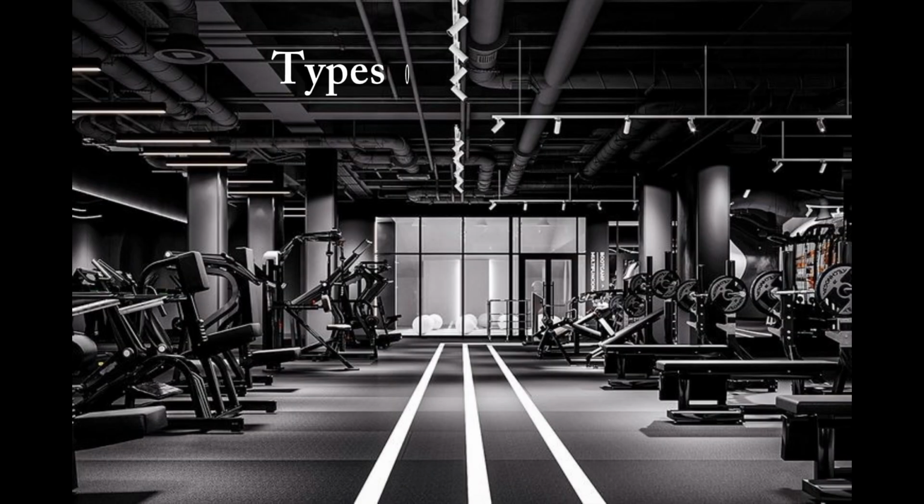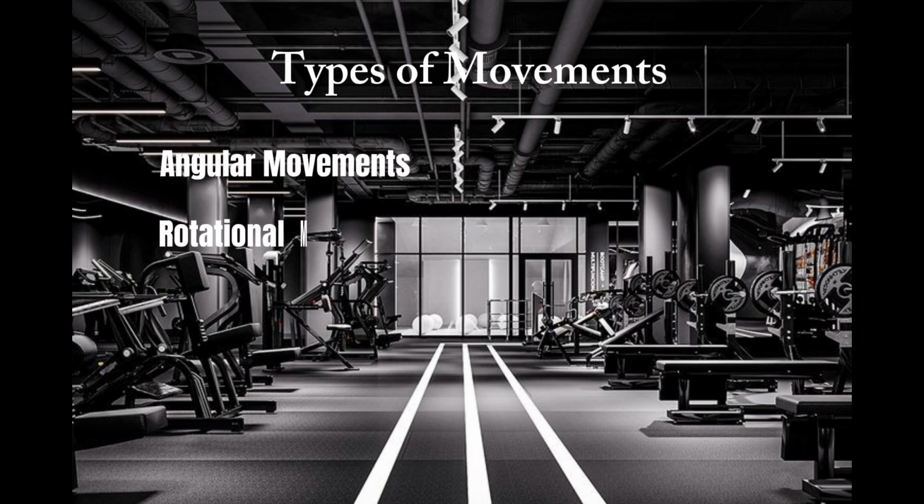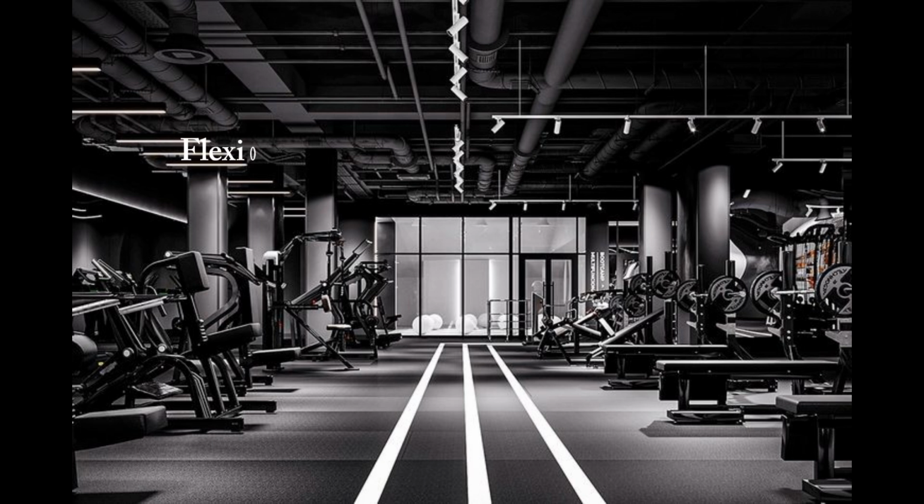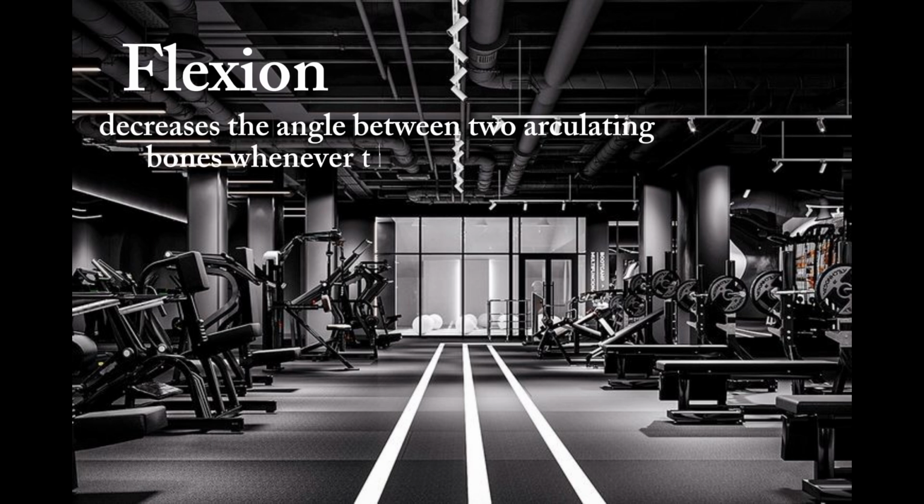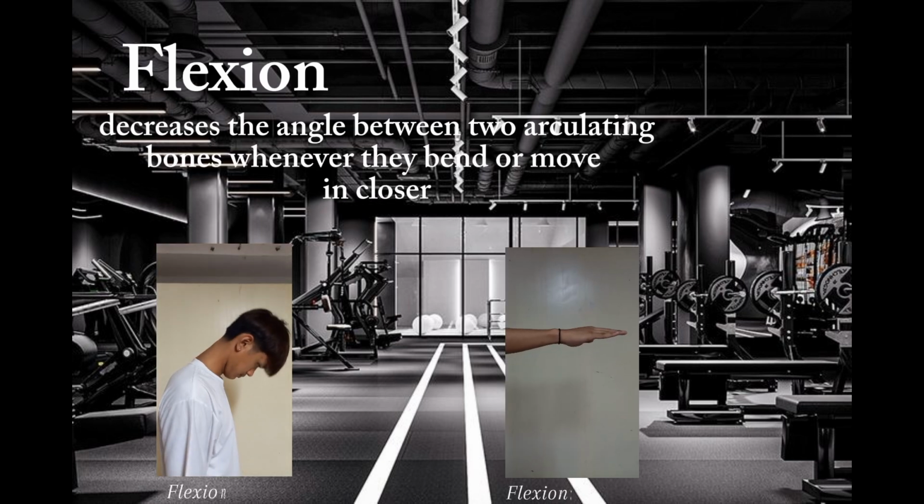We have different categories of body movement terms: angular movement, rotational movements, and special movements. Angular movement: flexion, extension, abduction and adduction, circumduction. Flexion: when we say flexion, we imply decreasing or minimizing the joint angle. Therefore, we may have flexion at the neck joint or hand flexion.